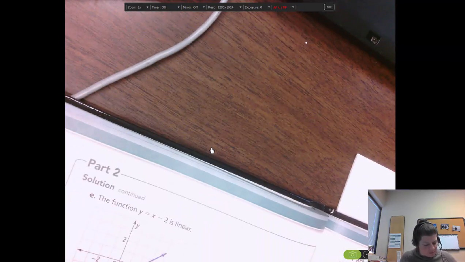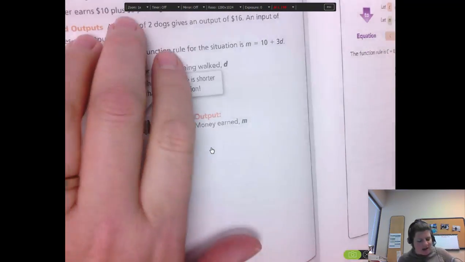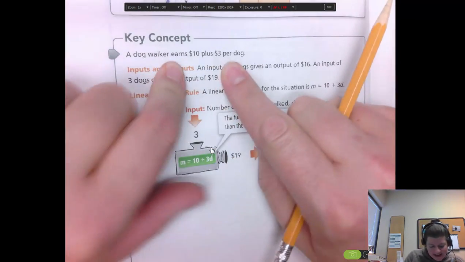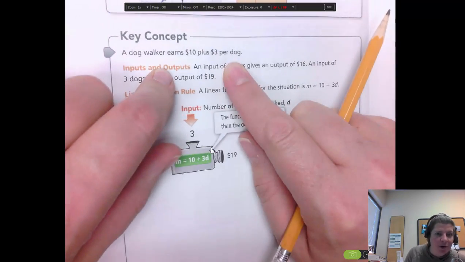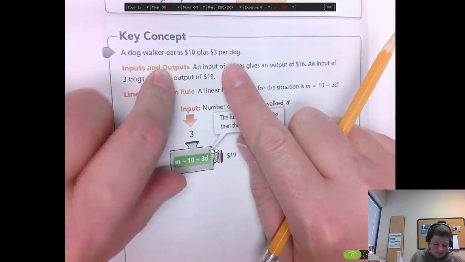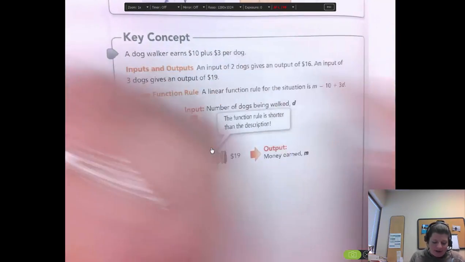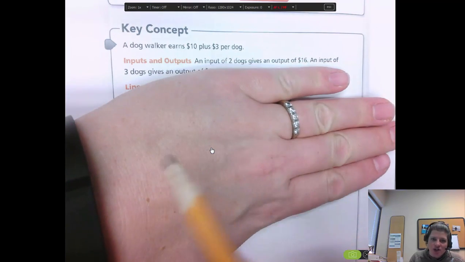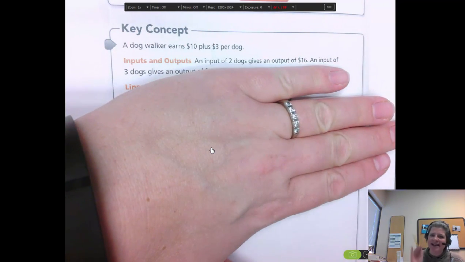All right. Let me see if there was anything else. I think that was pretty much it. Let's look at this one because it's a word problem. A dog walker earns $10 plus $3 per dog. So, how would I write a function for this? Like an equation. Well, which one do I have to times by? Or how do I think of that?